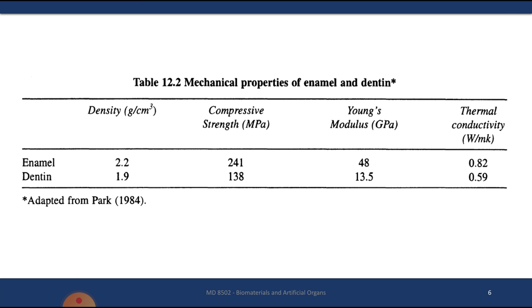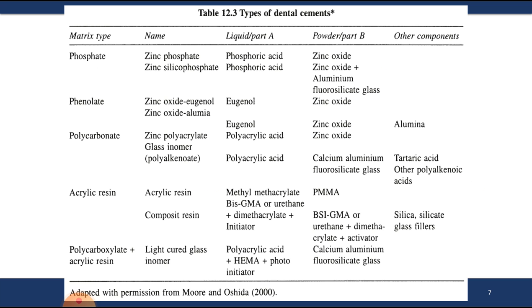Moving on to the mechanical properties of enamel and dentin. So this is the table which shows the density, compressive strength, Young's modulus and the thermal conductivity of the enamel and dentin. Moving on, we all would have heard about dental cements, right?